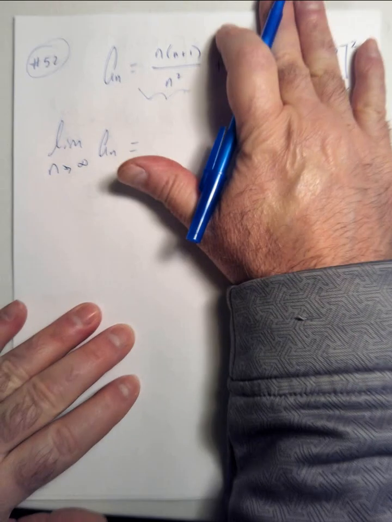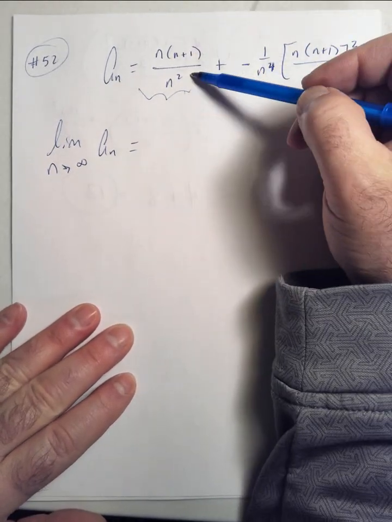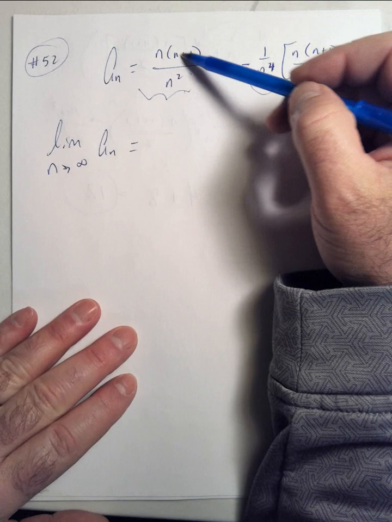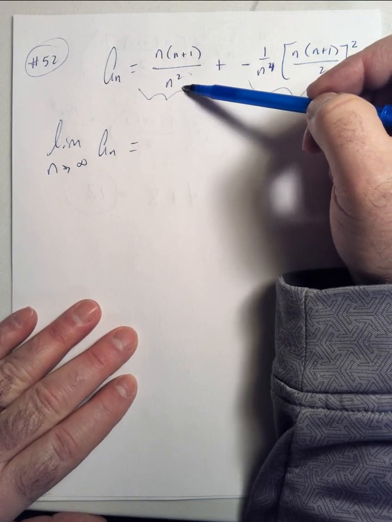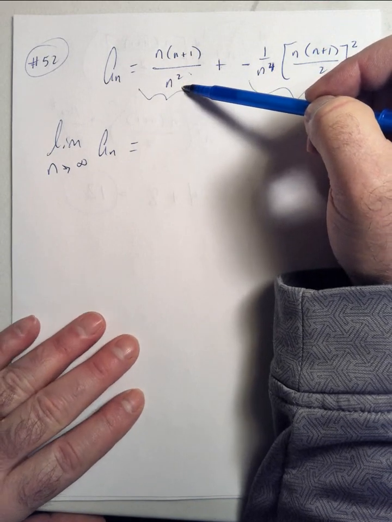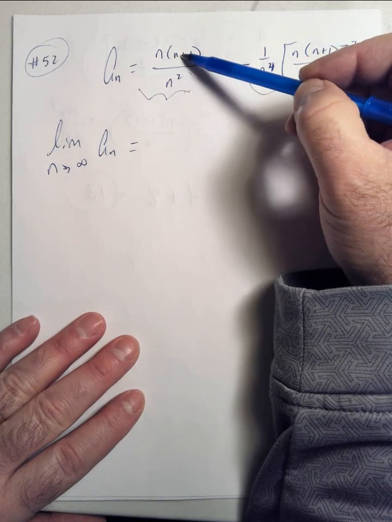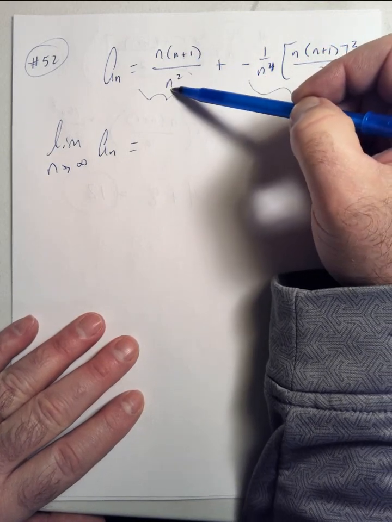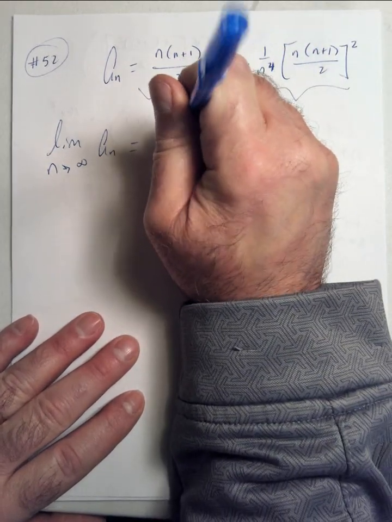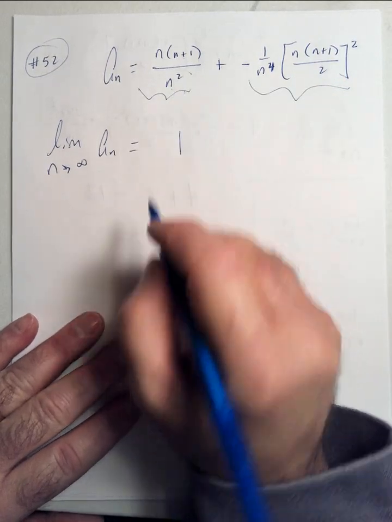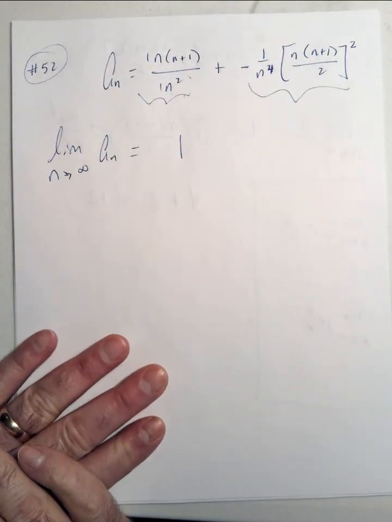So ignoring this for right now, the limit here, does it have a limit? The degree on top is 2. The degree on the bottom is also 2. So the leading coefficient on top is 1. The leading coefficient on the bottom is also 1. This limit at infinity then is 1, right? Those are your leading coefficients.